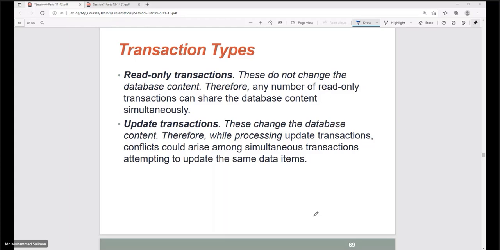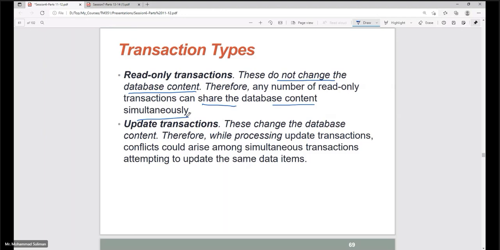Now, types of transaction: read-only transaction and update transaction. As I said, a read-only transaction is just to read the data, the contents of the database. So this does not make any changes in the database, which means it will not change the state of the database. The state will remain the same. So any number of read-only transactions can share the database contents simultaneously, because it is just read only.